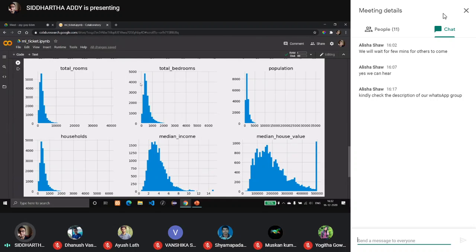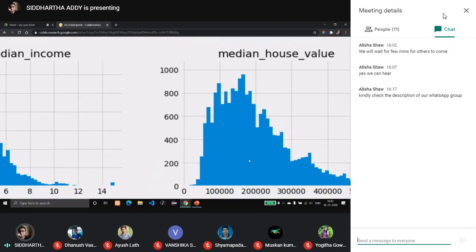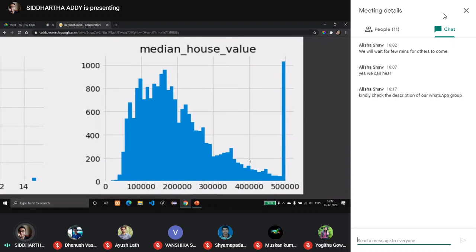Now, let me tell you one thing. The most important thing, as we know, is that at the end of the day we have to predict this median house value. So let's look at it in a good way. It requires a little bit of attention.